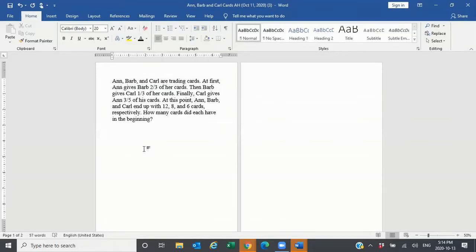Alright, so this question says, Anne, Barb, and Carl are trading cards. At first, Anne gives Barb 2/3 of her cards. Then Barb gives Carl 1/3 of her cards. Finally, Carl gives Anne 3/5 of his cards.